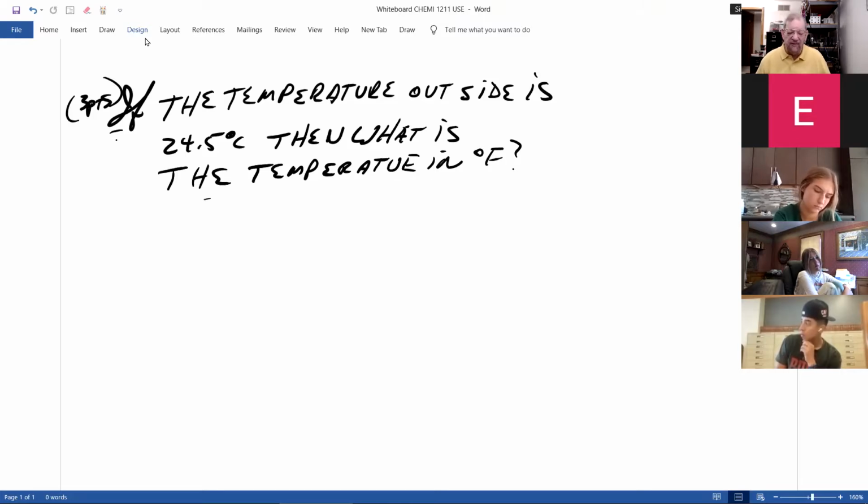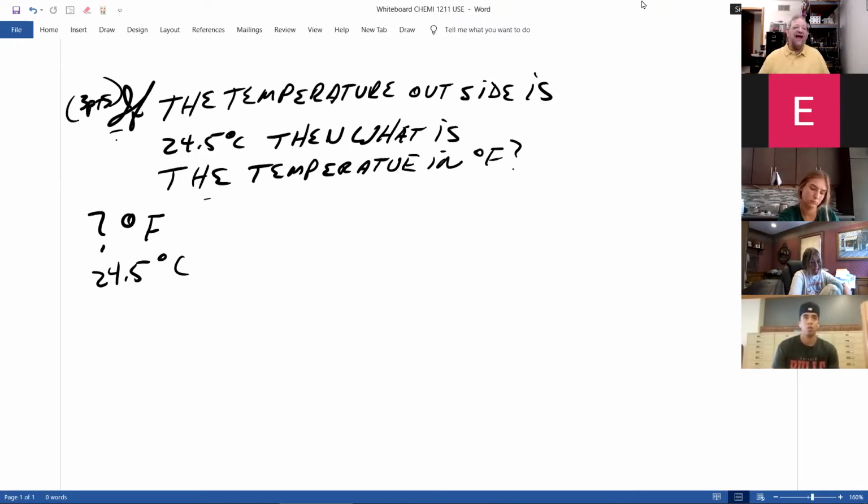Now, when I approach word problems, and trust me, undergrad and grad school, I took more tests than you have so far in your career. One of the things I found that helped me, and my students have found the same thing in the past, is: what am I being asked to find? I put a question mark and what am I trying to find? Degrees F. What am I given? 24.5 degrees C.